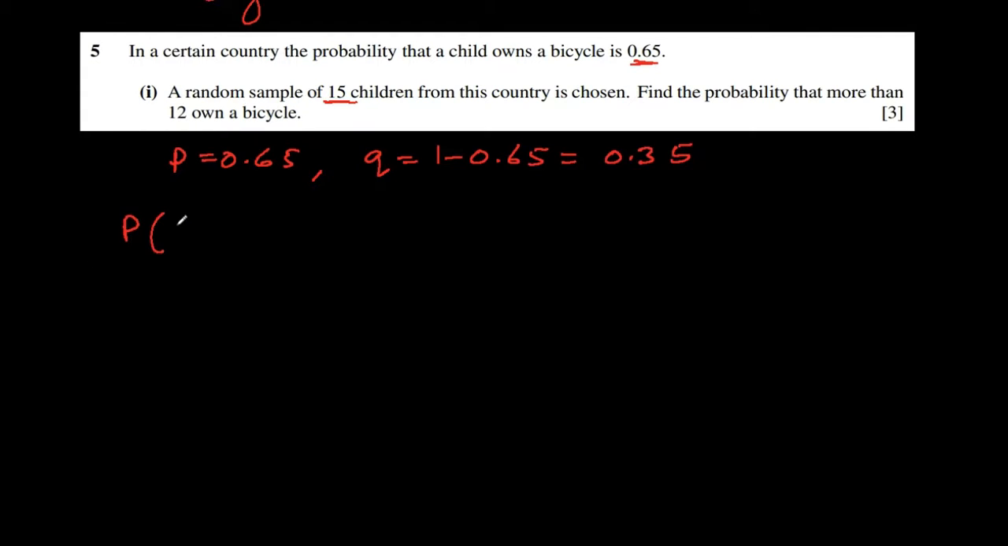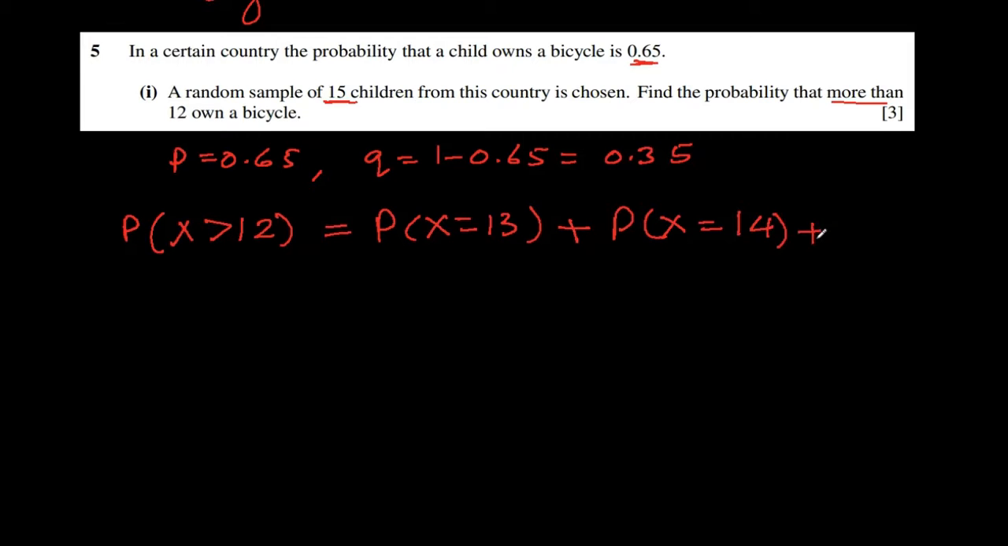Probability that X is greater than 12, right? More than 12 own a bicycle. It can also be written as the probability of X equal to 13, because it's more than 12, and 12 is not included, or the probability of X equal to 14, or X equal to 15, right? We can't have more than 15. And we'll use binomial probability for all three.